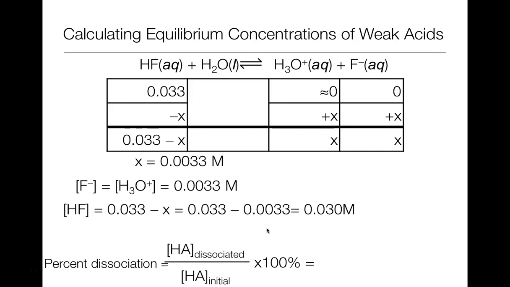So percent dissociation is going to be the concentration of HA dissociated divided by HA initial. Well, HA dissociated is going to be equal to x, because that's how much came off. And we started with 0.033. So there we go. There's my percent dissociated, 0.0033 divided by how much I started with, 0.033. So it's a 10% dissociated solution.